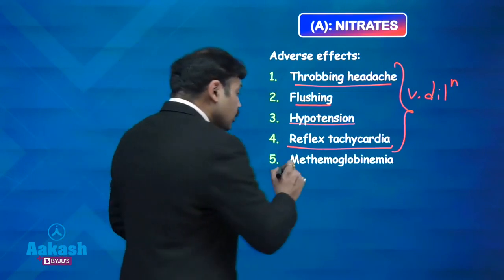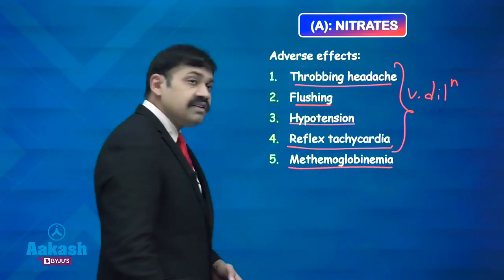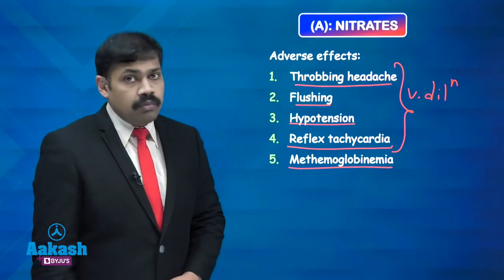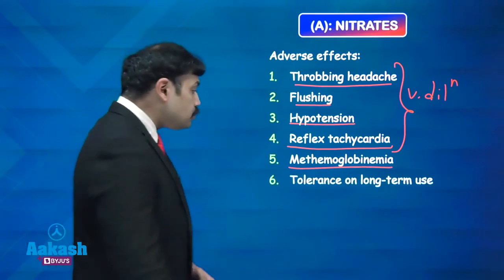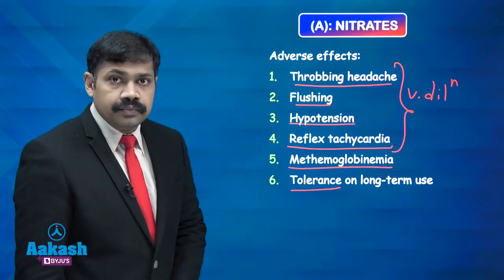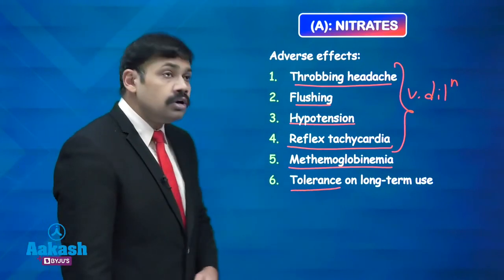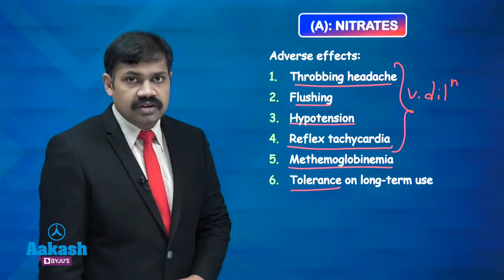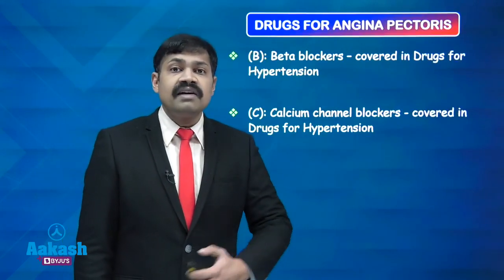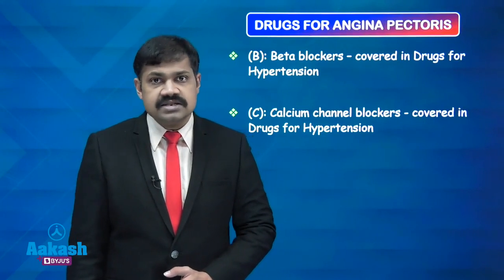Also, methemoglobinemia is an adverse effect, as nitrates combine with hemoglobin to form methemoglobin. And of course, long-term use can lead to tolerance development. On long-term administration, tolerance can develop to nitrates. So, this is regarding the first group of drugs, that is nitrates.